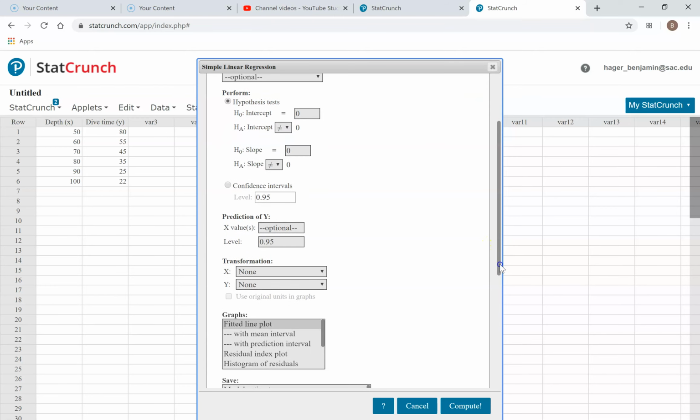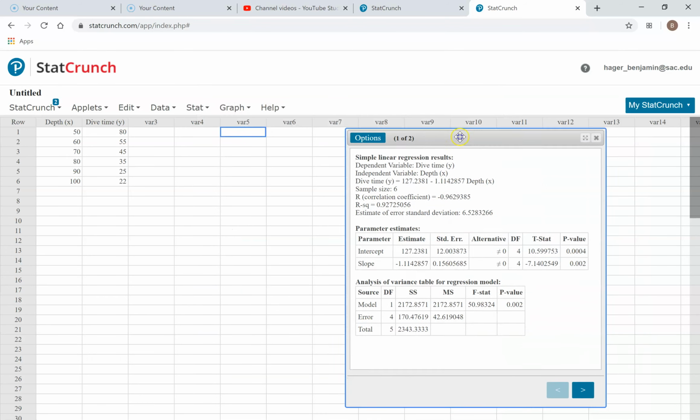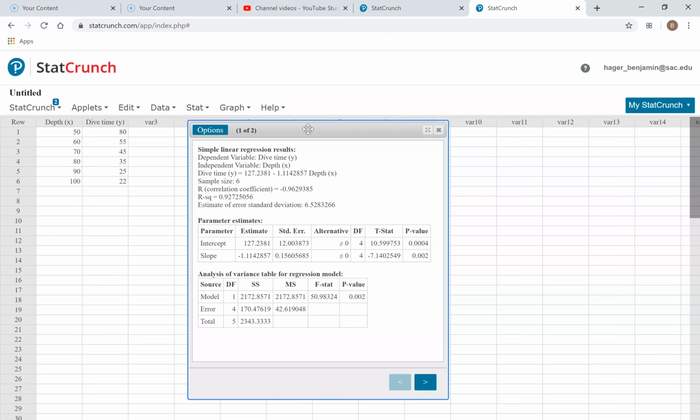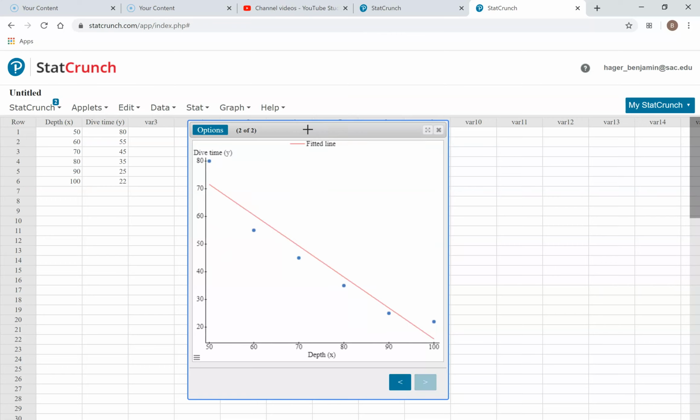Although I want to see the graph. Yeah, let me just hit compute, and I'll come back to this. All right, so it gives you a lot of information. Let me just go to the next page real quick, and I'll come back. There they show my data points, and there's the equation of the line they found. And if you hover your cursor on it, it tells you the equation of the line right there. Y equals 127.23 minus 1.114x. Right, I'm cutting off some decimals there, obviously.